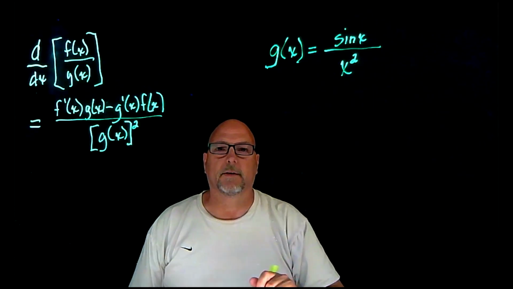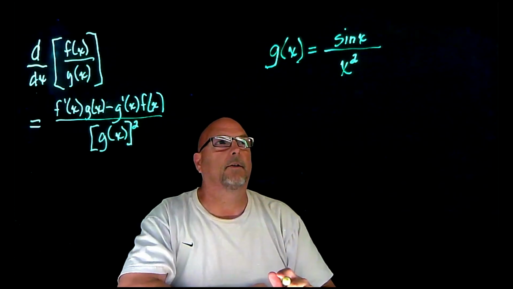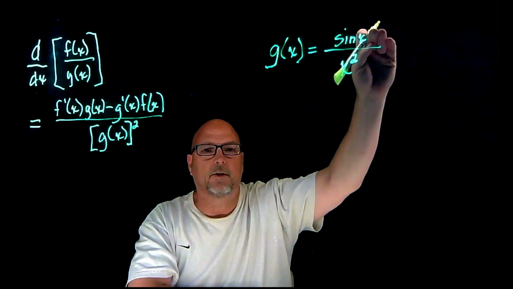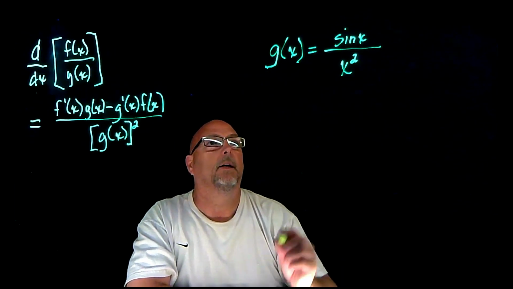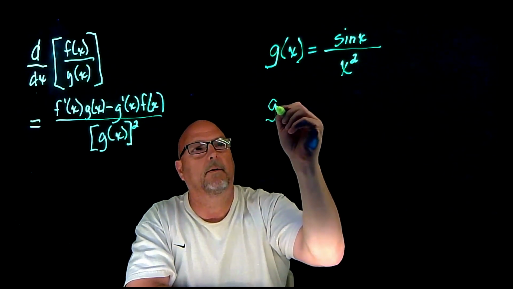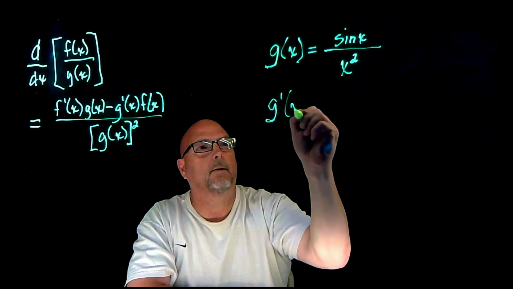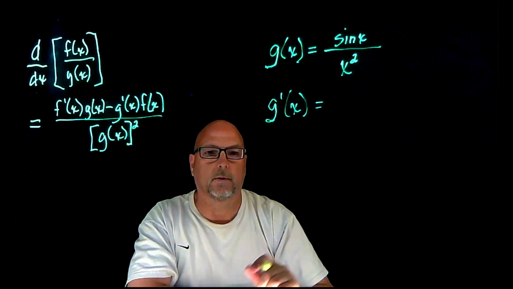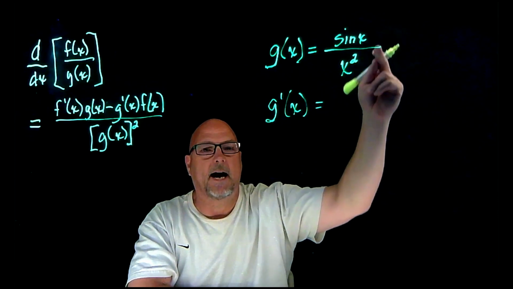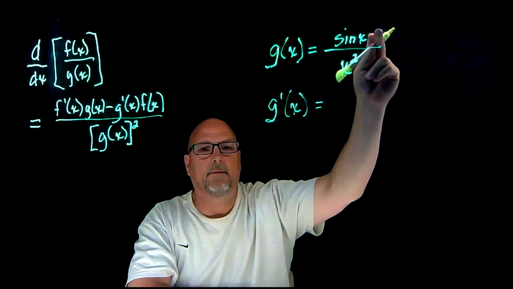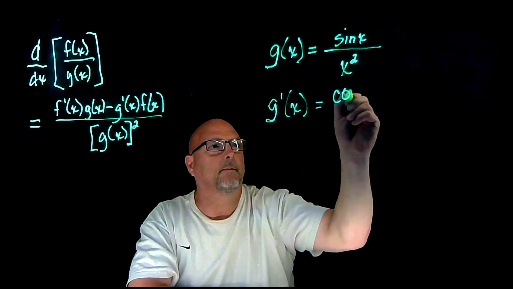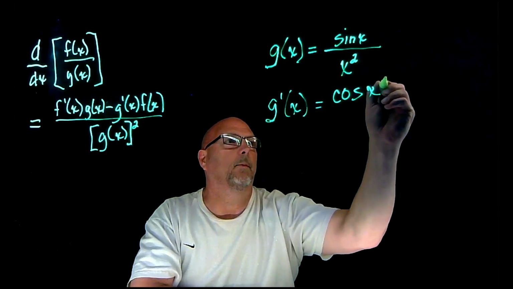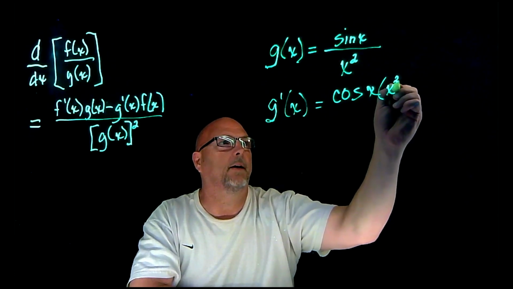All right, here's a third example, just for good measure. Here we definitely will have to use the quotient rule because I have a function in the top and a function in the bottom. To take the derivative, we start by writing g prime of x. That's going to be equal to the derivative of the top times the bottom. The derivative of sine x is cosine x, and then that gets multiplied by the bottom, x squared.